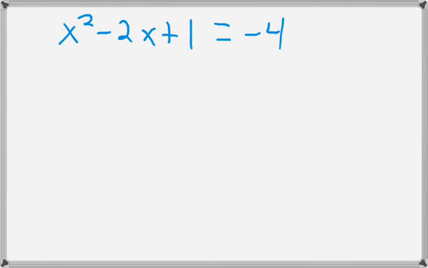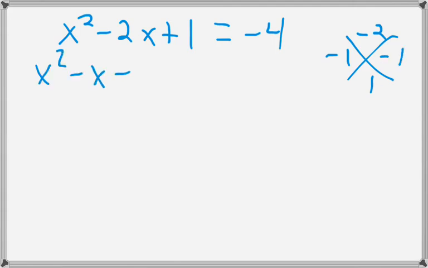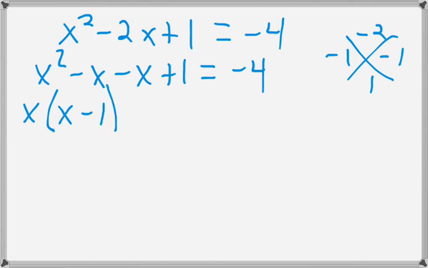And then what we're going to do is factor the left side. So you can use your typical factoring techniques if you like, or after a while you might start to recognize what it's going to factor as. So we need two numbers that multiply to 1 and add to negative 2. So that would be negative 1 and negative 1. So I'm going to do grouping. You could do box method or whatever you like here.